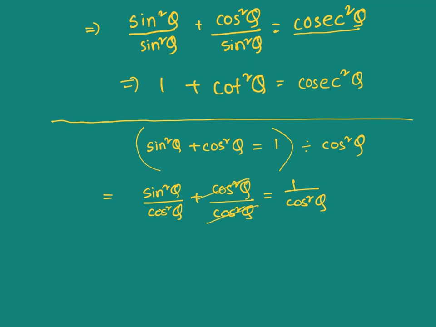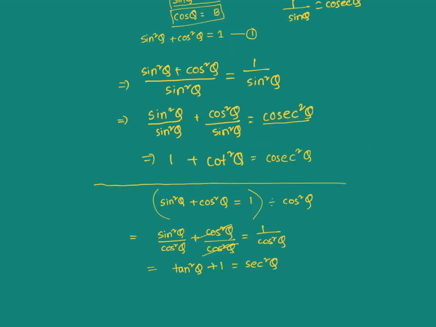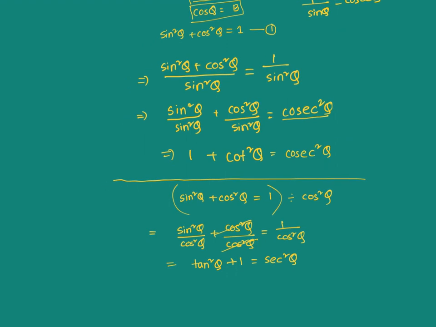So you can cancel this off, and you can write sine squared theta by cos squared theta as tan squared theta plus 1 equals sec squared theta, because 1 by cos squared theta is sec squared theta. So we have arrived at 3 identities. This one was the first one, and now we have found 2 more identities, right? So these 3 identities are very important for your P3. Also, if you're doing AS, it's also important for your P1.